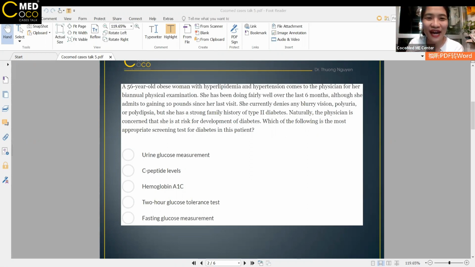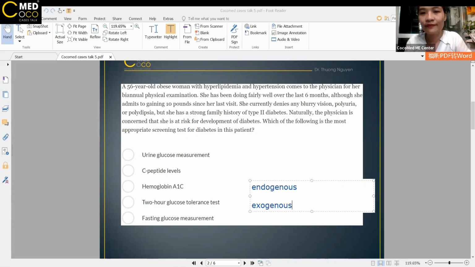I'm not sure you know these words: endogenous and exogenous. Endogenous means from inside our body, and exogenous means from outside. So C-peptide can help us differentiate between the insulin from the pancreas and the insulin from the outside that we inject into our body. That's the meaning of C-peptide.